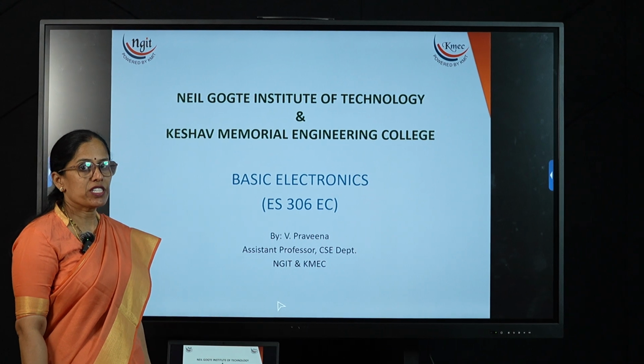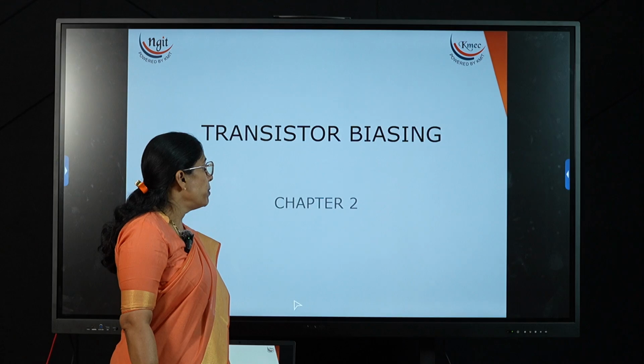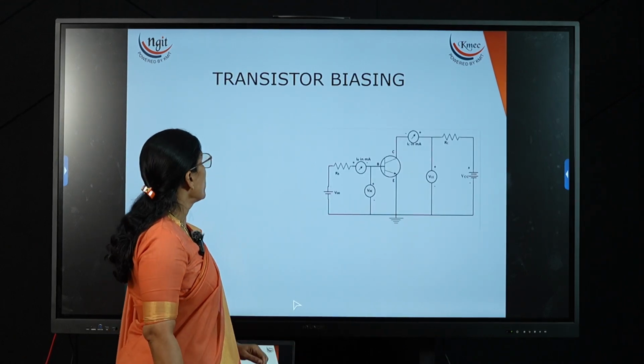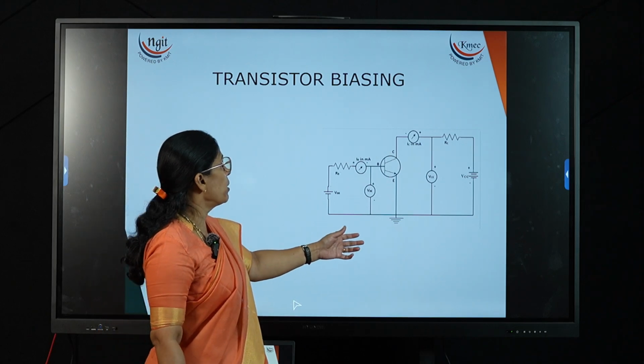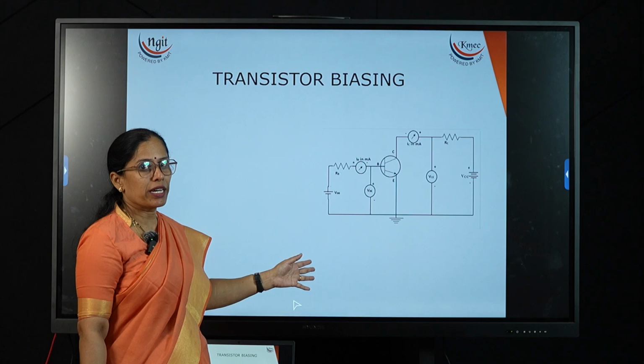In this lecture, we study the transistor biasing. Why do we need to apply the biasing? What happens if the biasing is not applied? Now this we have seen already, this is a common emitter configuration. First, we will see how to draw the diagram.